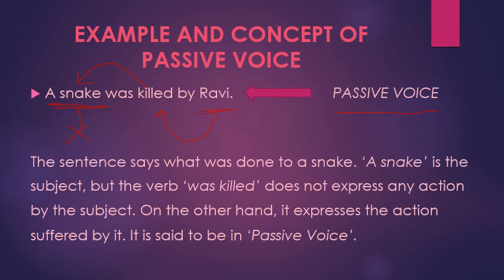The sentence says what was done to a snake. A snake is the subject, but the verb was killed does not express any action done by the subject. On the other hand, it expresses the action suffered by it. So it is said to be in passive voice. So I hope this concept is clear. When the subject is performing the action, active voice. When the subject is being affected by the action, that is called passive voice.